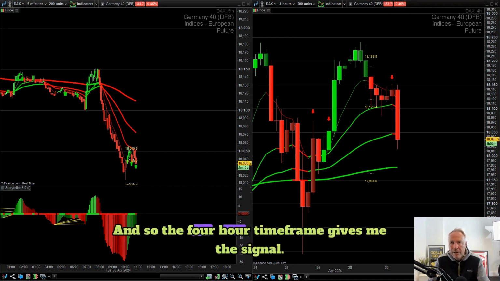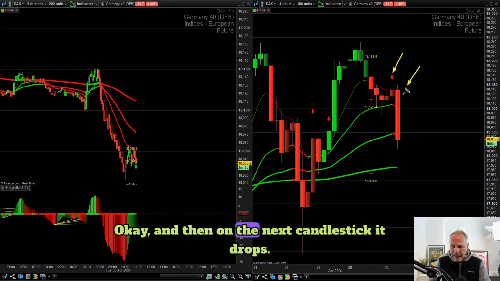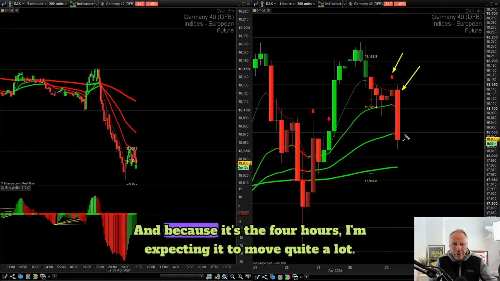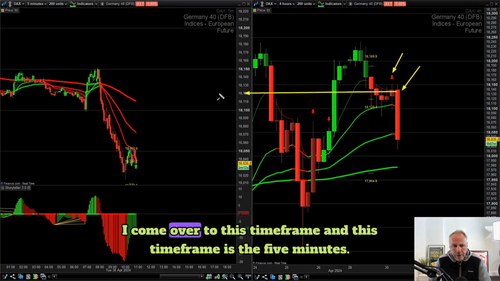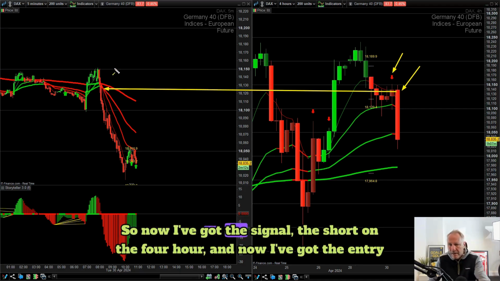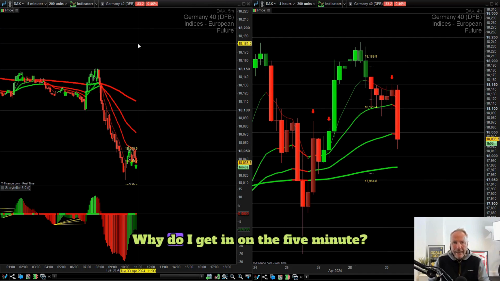And so the 4-hour time frame gives me the signal. Now I've got a trend predictor signal here, and then on the next candlestick it drops. That red arrow tells me to watch out for a drop on the next candlestick, and because it's the 4 hours, I'm expecting it to move quite a lot. But I don't enter on the 4-hour chart. I come over to this time frame, the 5 minutes. So now I've got the signal to short on the 4-hour, and now I've got the entry on the 5 minute.